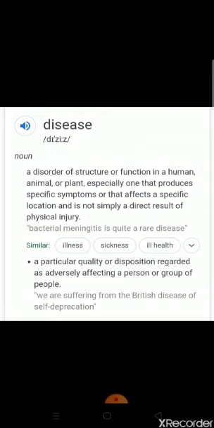A disorder of structure or function in a human, animal, or plant, especially one that produces specific symptoms or that affects a specific location and is not simply a direct result of a physical injury. It's not because of something related to physical injury. So disease is not due to any immediate external injury. It is a medical condition with symptoms and signs. That is disease.